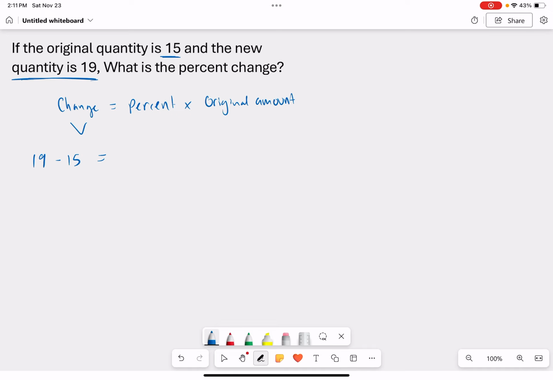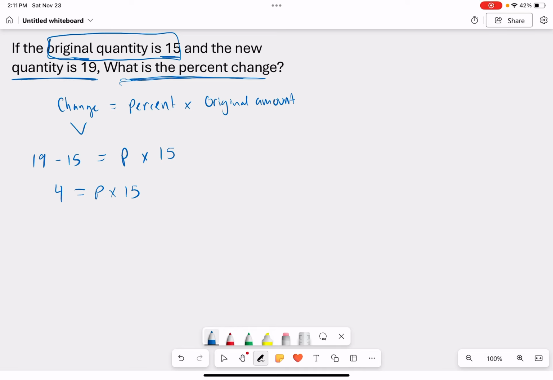Do we have the percent? We do not have the percent because that is actually what it's asking for. So we're just going to write P for percent. And we're going to be multiplying that by the original amount. Of course, in this problem, the original quantity is 15. So we're going to be multiplying it by 15 because that's the original amount. Now we can do the 19 minus 15, which is just 4, is equal to P times 15.